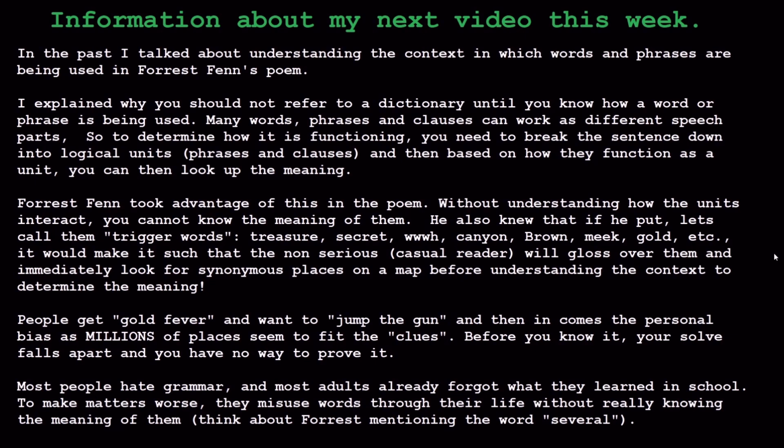I'm trying to do this in such a way that no matter where your solve is, you should be able to use this information in order to work out the answers to the clues. That's the way I want this to work. So I don't care where you're searching. I don't even care if it's in the right state. We're just going to focus on the poem.